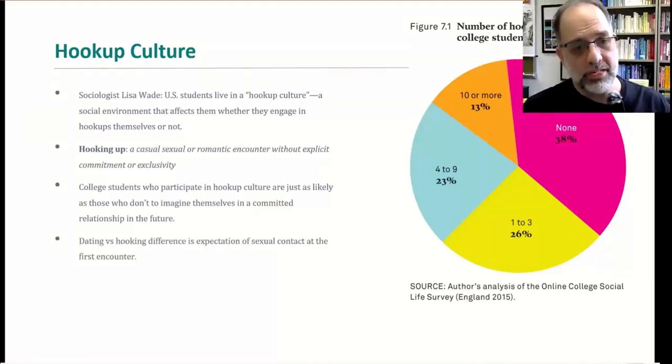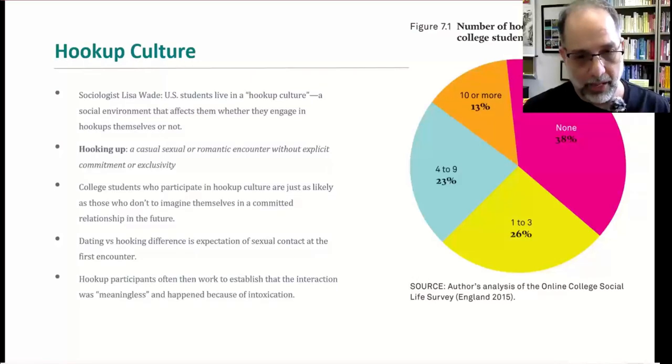The difference between dating and hooking up is the expectation of sexual contact on the very first encounter. So in the case of the hookup, what you're dealing with often is people who have a sexual encounter before they get to know each other rather than the other way around. Okay. And then Lisa Wade, the sociologist, identifies this sort of interactional work that often goes on afterwards where people try to establish that it didn't mean anything.